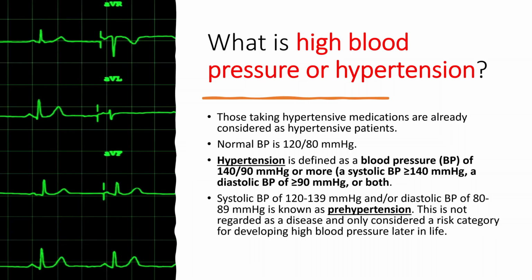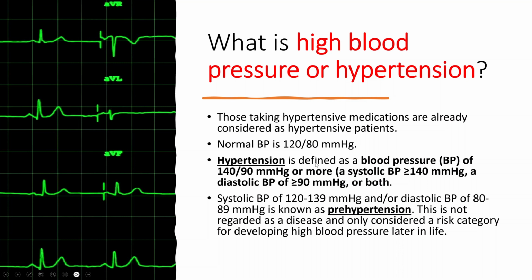So what is high blood pressure or hypertension? If you are taking hypertensive medications, you are already considered a hypertensive patient. The normal blood pressure is 120 by 80 millimeter mercury. You see there are two readings. The first reading we call systolic blood pressure and the second reading we call diastolic blood pressure. So 120 is systolic, 80 is diastolic. This is the normal blood pressure for an adult.